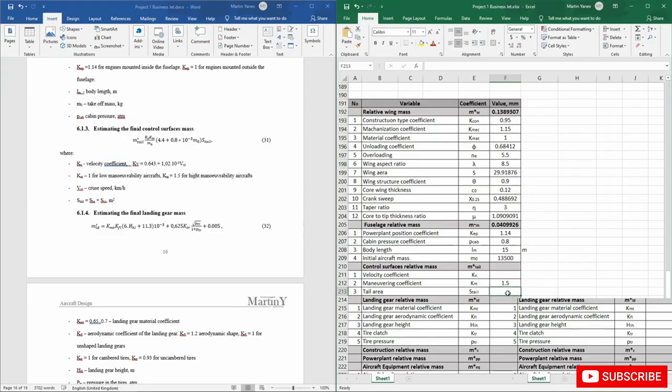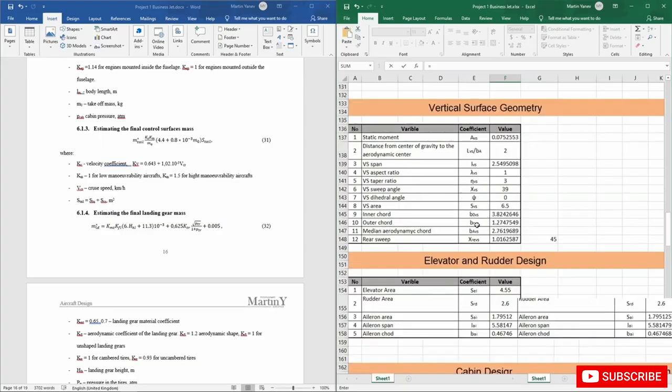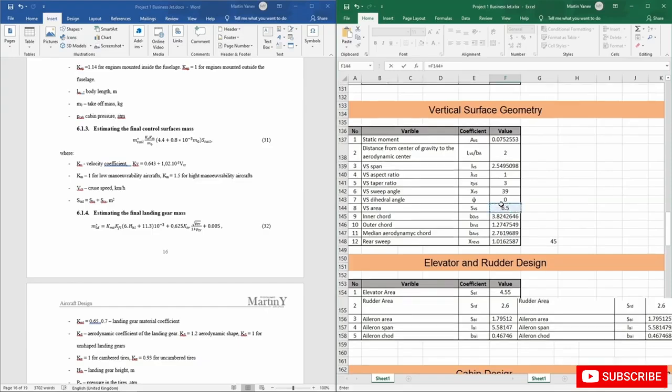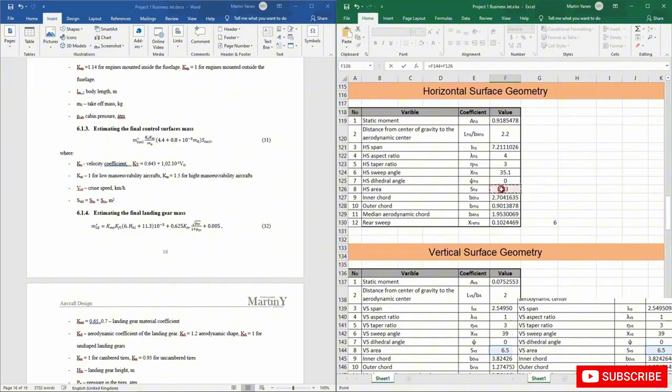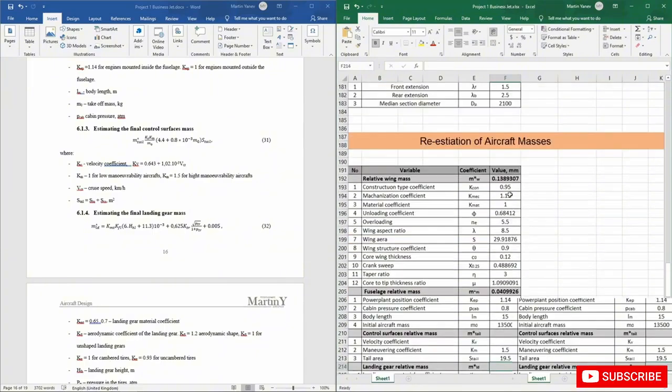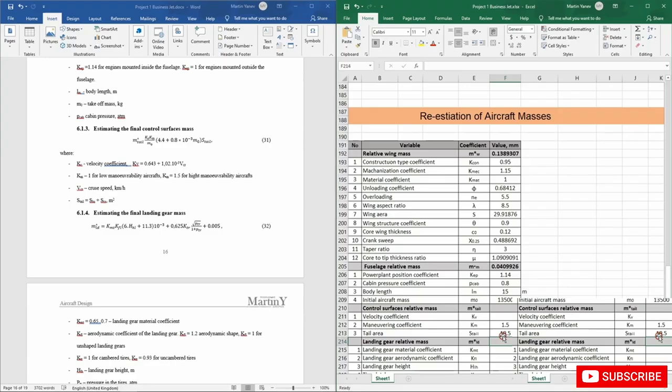Okay, so this is simply going to be, so actually I will write this down. So S tail will be equal to the vertical surface area, okay, plus the horizontal surface area, which is this one, right? So let's type this, and now we get that the area is 19.5, and I think this is meter square, so I'll just write this, okay.